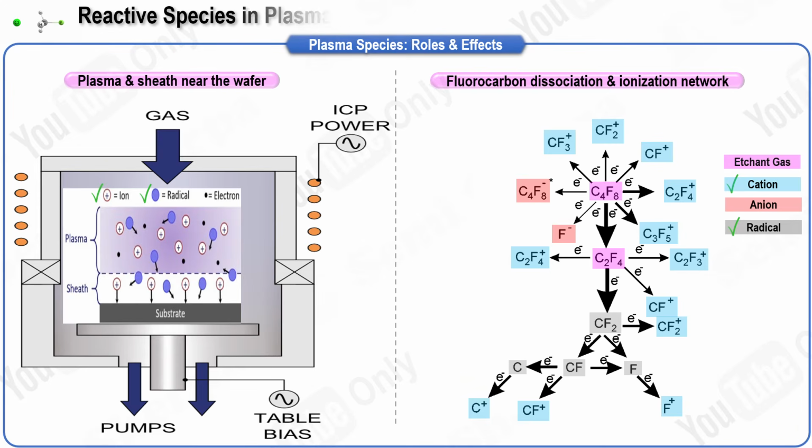This slide explains how particle populations in an ionized gas set the behavior of plasma etching. As shown in the left figure, a quasi-neutral plasma is sustained by energetic electrons.